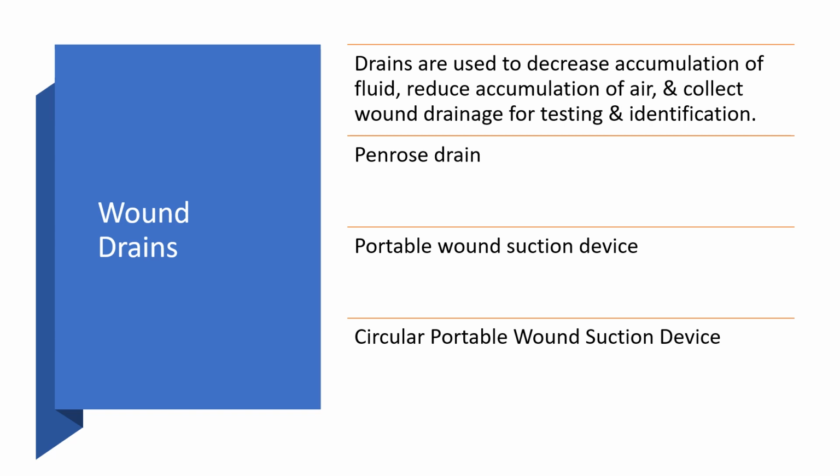A circular portable wound suction device is a special type of wound drainage system designed to continuously suction drainage from the wound by providing low vacuum pressure. This consists of a circular drainage device that has a spring that is squeezed flat on insertion.